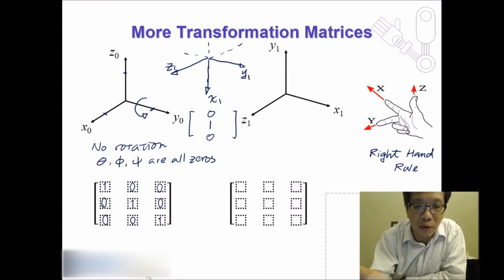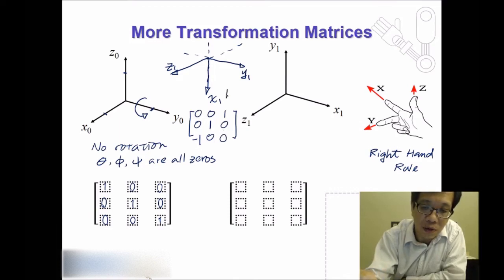For the x1 direction, it is actually projected onto the negative z direction. So we're going to have negative 1 over here. The other directions have zeros. For the z1 direction, instead of projecting along the z0 direction, it becomes projected onto the x0 direction. So we're going to have 1 over here and 2 zeros over here. So this is going to be my transformation matrix from R0 to R1.